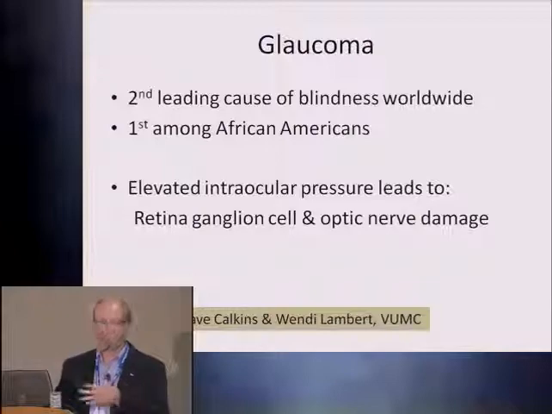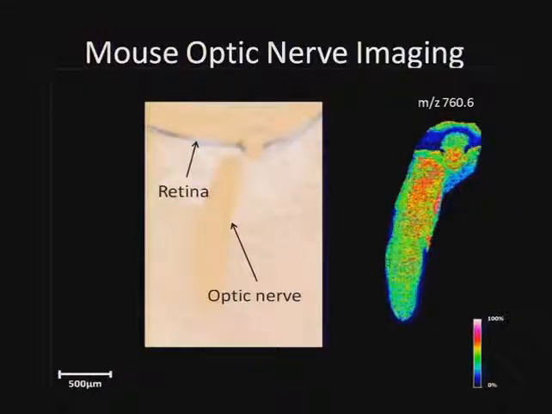So we were interested in imaging both the retina and the optic nerve to see what changes we could observe using MALDI imaging. So Dave Calkins and others have generated a number of different mouse models for glaucoma, and in this case we're looking at a mouse optic nerve section. So you can see here, this is the optic nerve. This is a tissue section now coated with DHB matrix, dihydroxybenzoic acid, so it's a little bit hazy, but this is where the optic nerve is, and then you can see here is the retina right here in a mouse.